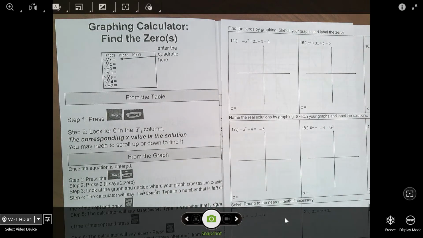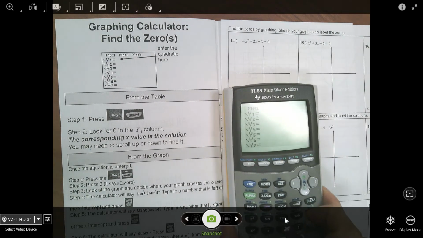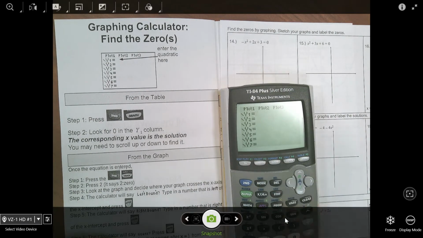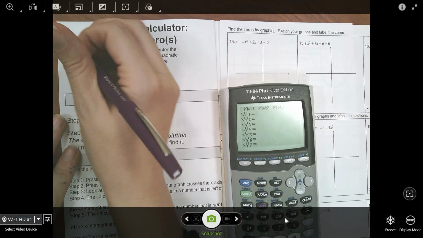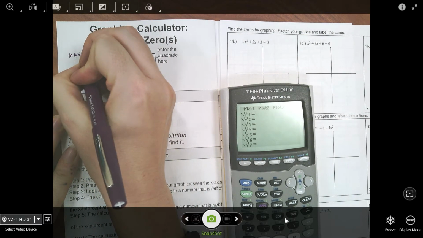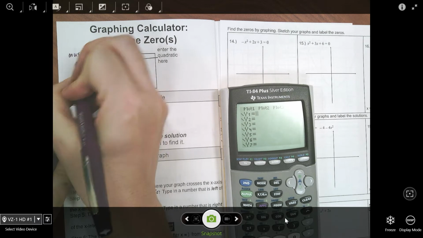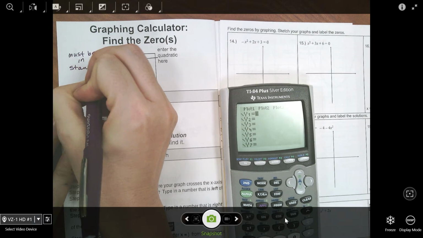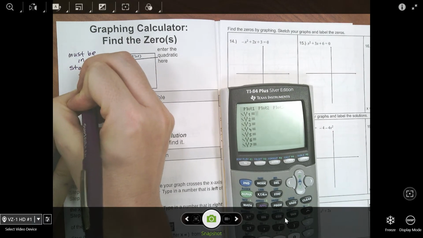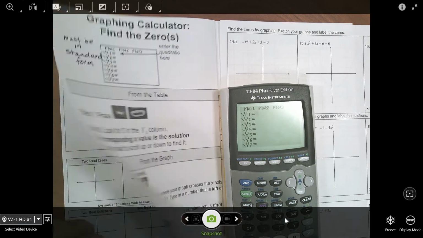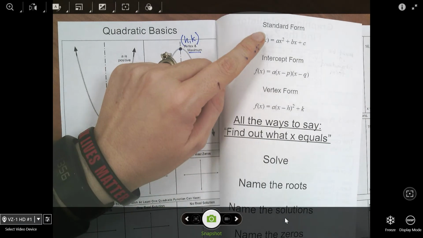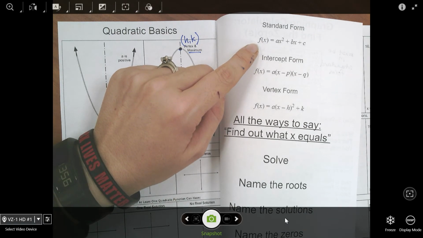So we're going to get our graphing calculator ready. And I suggest you kind of walk through this with me. So I will go at a kind of slower pace so that you can enter it with me. First of all, you always want to make sure that it's in standard form. This must be in standard form to use this method. It must be in standard form.